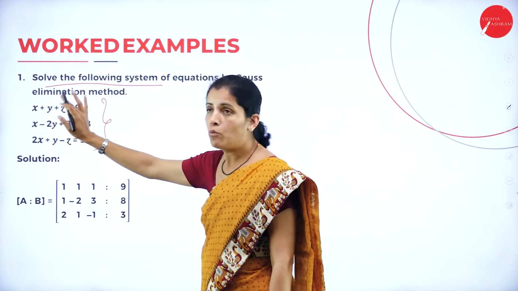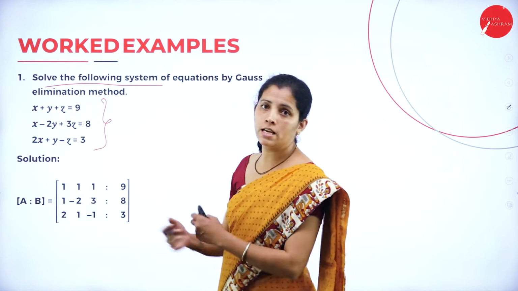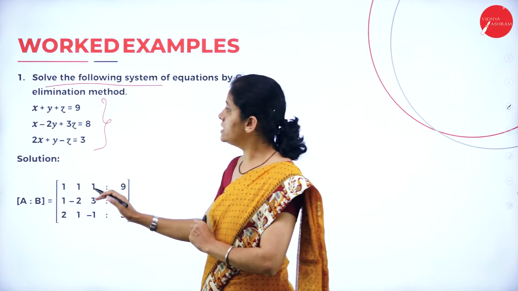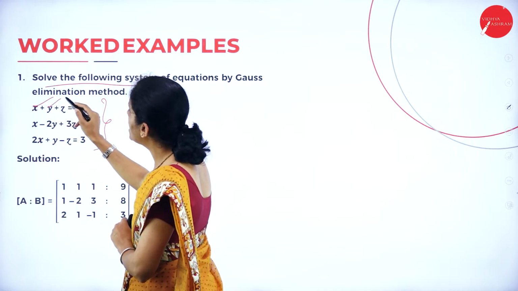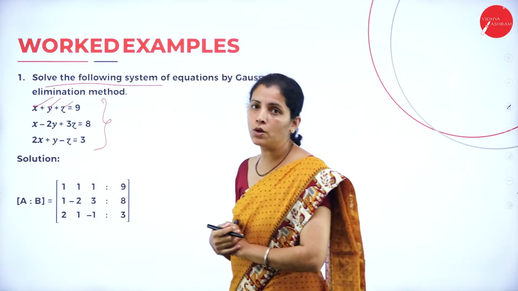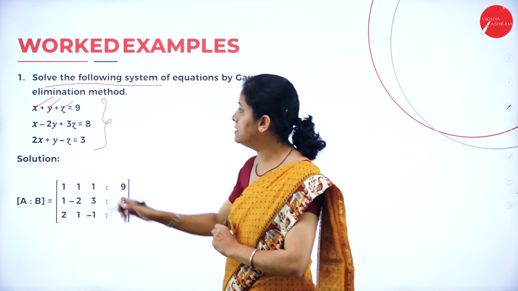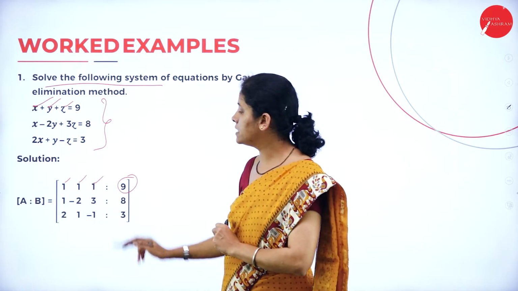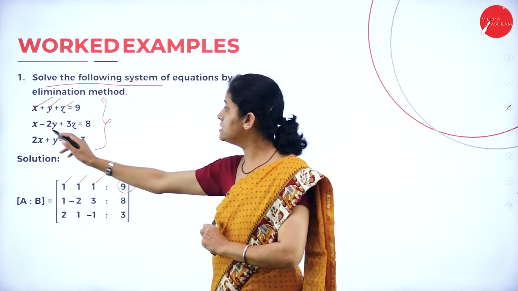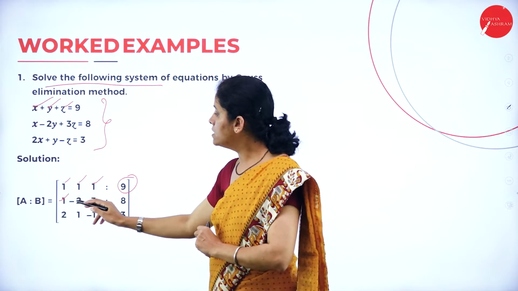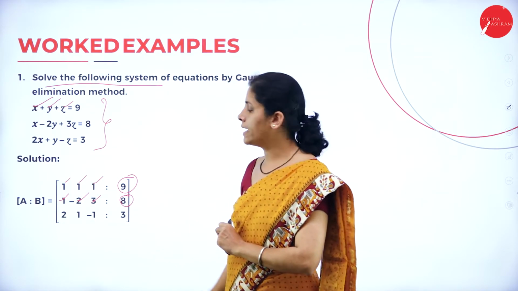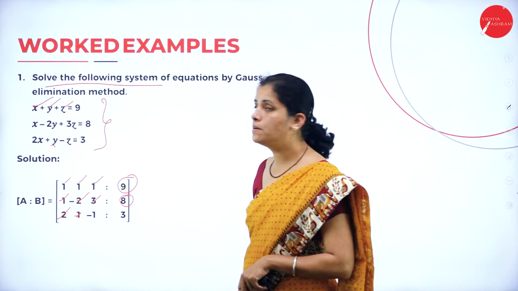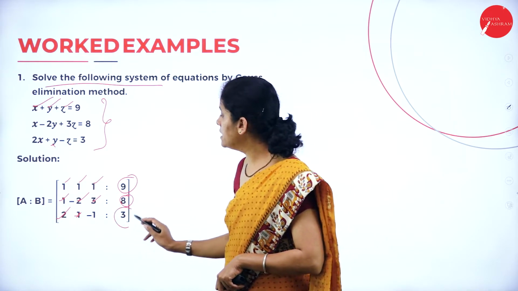Now, according to the Gauss elimination method, first I want to construct the matrix. See here, I have x, y and z, and I am going to write the coefficients of these variables. X is 1, y is 1 and z is 1, and b1 is 9. For the second one, 1, minus 2 and 3, b2 is 8. Now, y I have 1, z is minus 1, and b3 is 3.